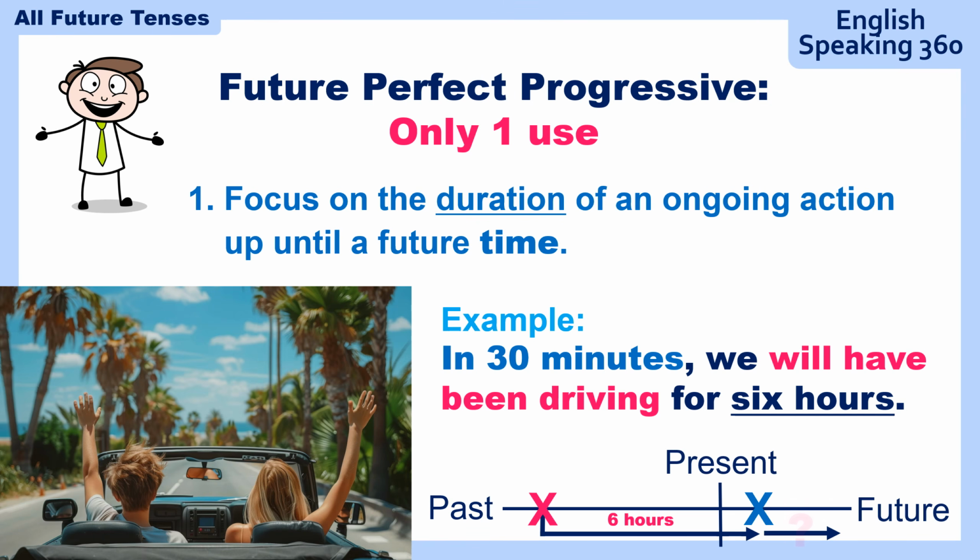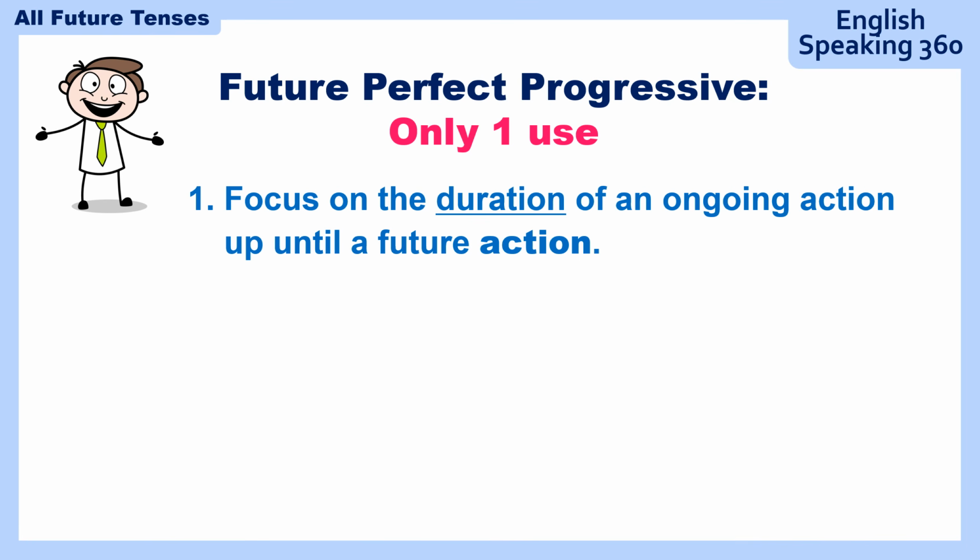Now, is it going to continue? We don't know. But maybe when they started off, they said to each other, let's drive for 6 hours and take a break. And then drive for another 6 hours and take another break. So this one is up until a future time in 30 minutes. Here's another example, but this one is up until a future action.